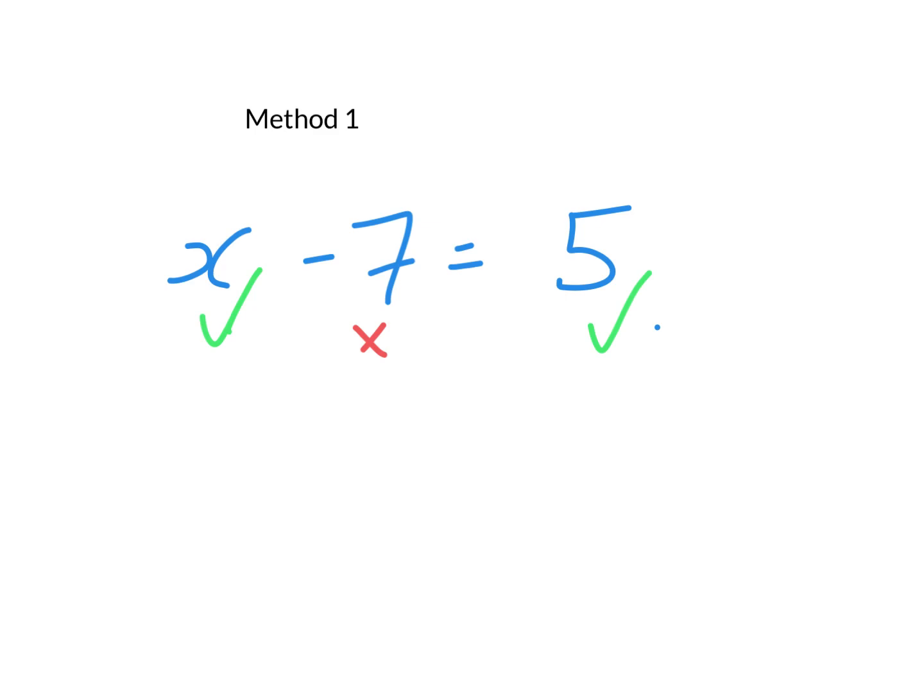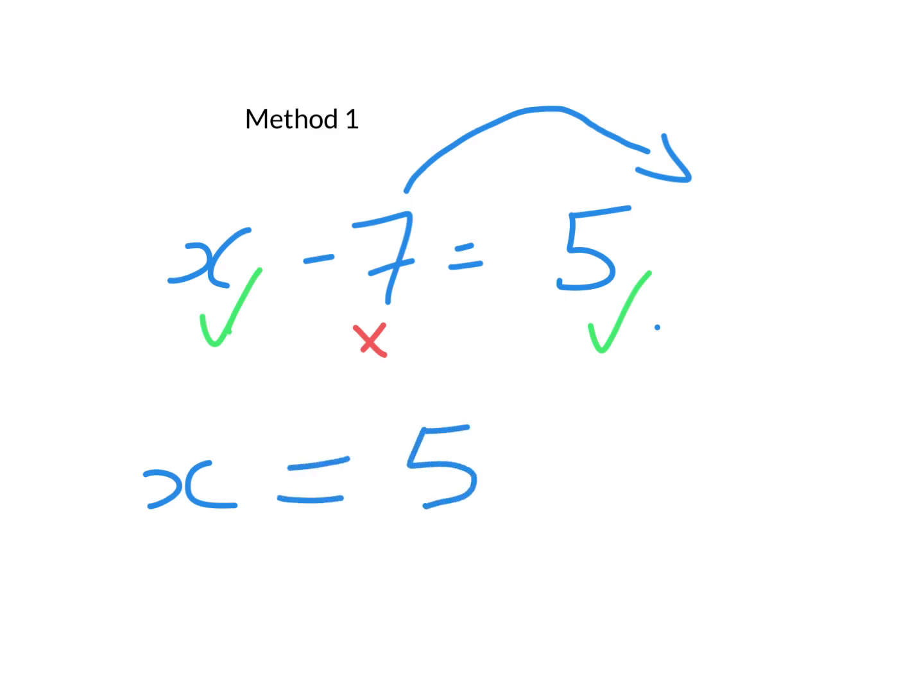So this method, which again you're probably familiar with already, what we want to do is move the -7 over to the right hand side of our equation, to the right hand side of the equals. So we're going to rewrite the equation, keeping everything else where it is. Our x stays on the left hand side because we're happy with our x. Our 5 stays on the right hand side because we're happy with our 5. And our -7 comes over to the right hand side and it becomes a +7.